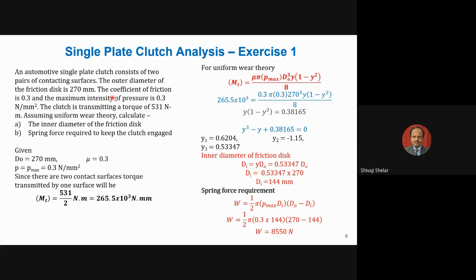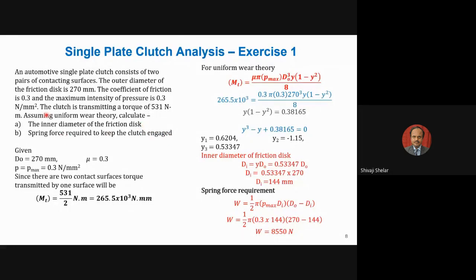So this data is given in the problem. The clutch is transmitting a torque of 531 Newton meter. Assuming uniform wear theory, you have to calculate the inner diameter of the friction disc and, second, the spring force required to keep the clutch engaged. What is the minimum spring force required so that the clutch remains in the engaged condition?